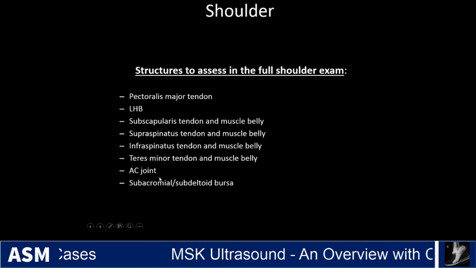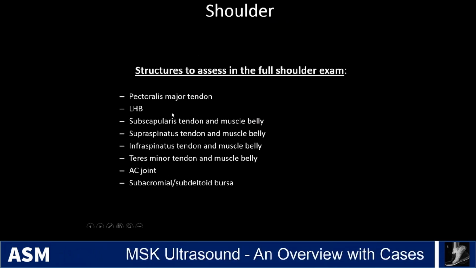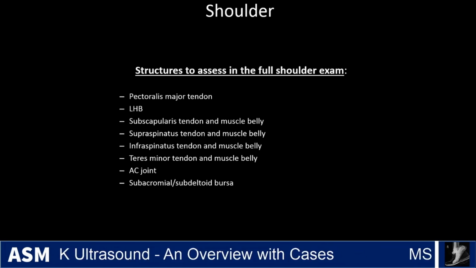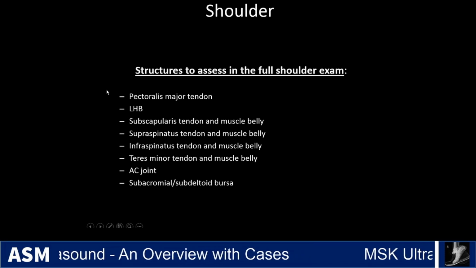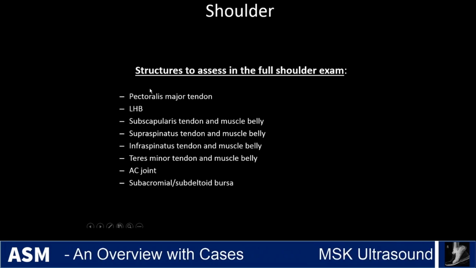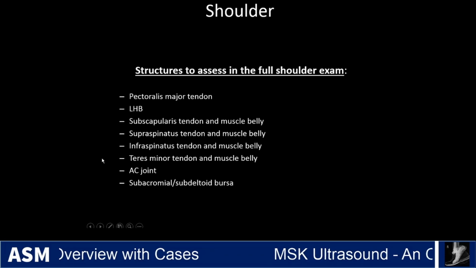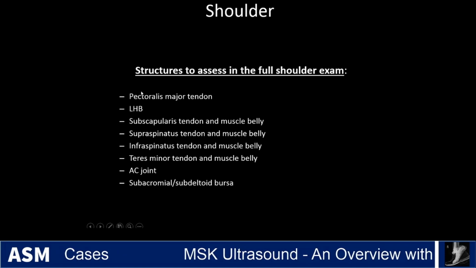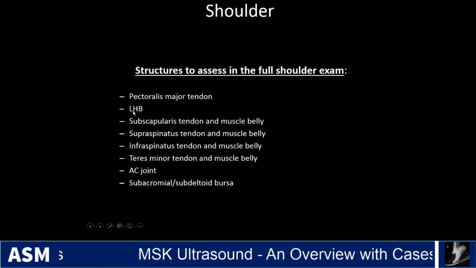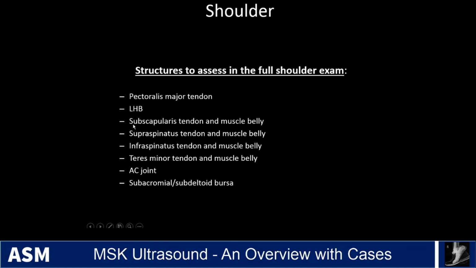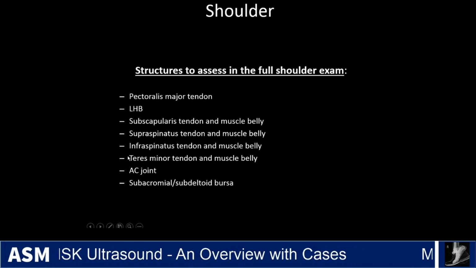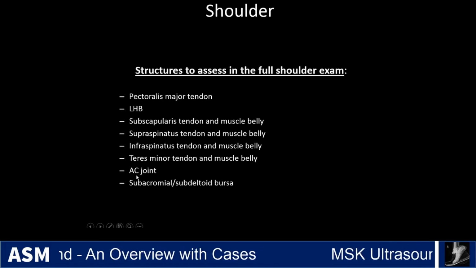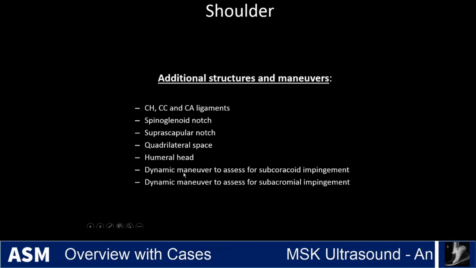Alright, so moving forward, we'll review some of the basic anatomy. When you're doing a diagnostic ultrasound, a full exam, there are several structures that you want to have on your checklist that you examine. Here is a list of some of the key ones that I would make sure you include on all of your exams, and then there are some other ones as well that may or may not be included. Starting with the pec major tendon at the humeral attachment, the long head of the biceps tendon, subscapularis tendon and muscle belly, supraspinatus, infraspinatus, teres minor probably, although usually this is normal, although the muscle belly may be atrophied, the AC joint and the subacromial/subdeltoid bursa.